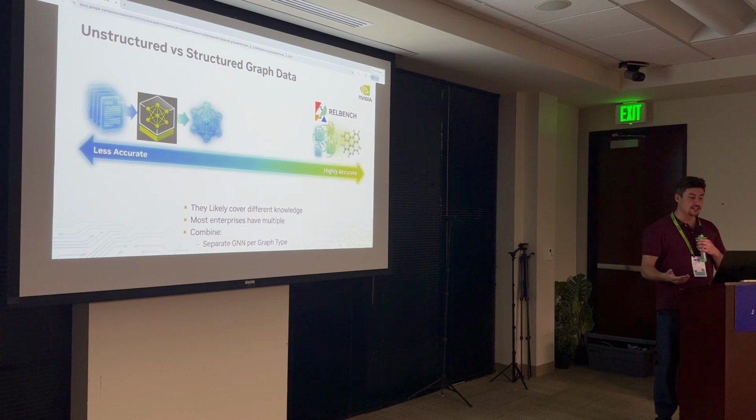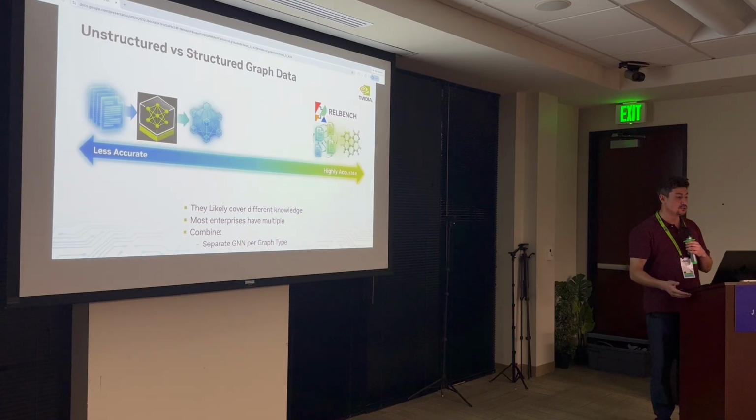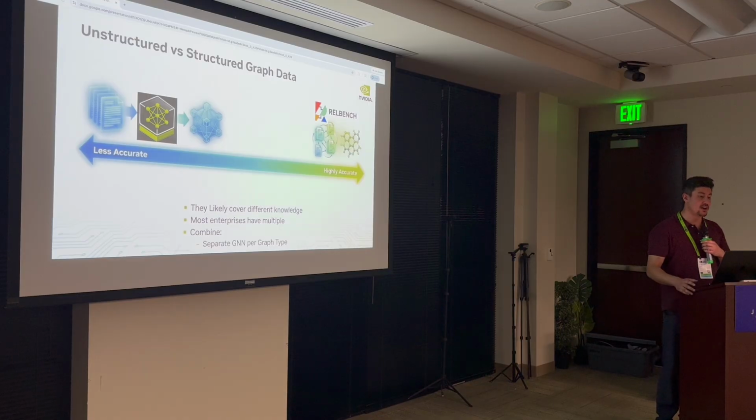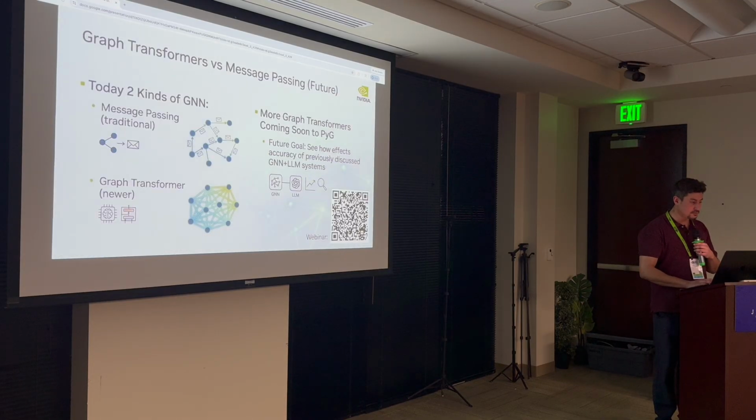In general, each data source will often cover different knowledge. We also know that most enterprises have multiple of these data sources. Using PyG, you could set up a separate GNN for each type of graph data source, all providing context to a master LLM, following similar patterns as discussed before. This technique could also be used to incorporate ontologies created by industry experts.